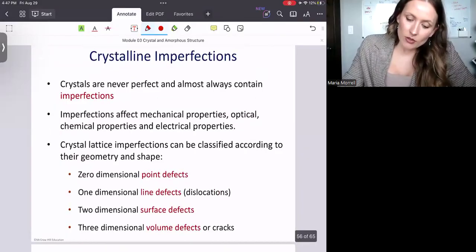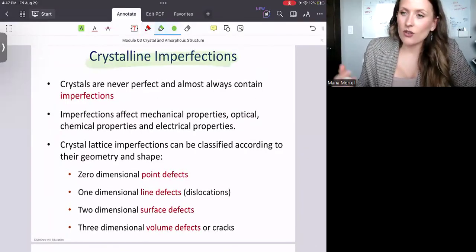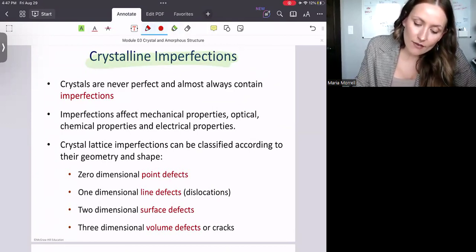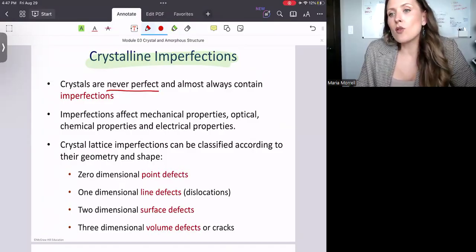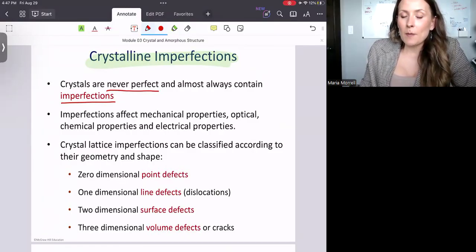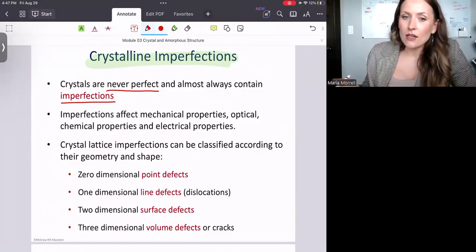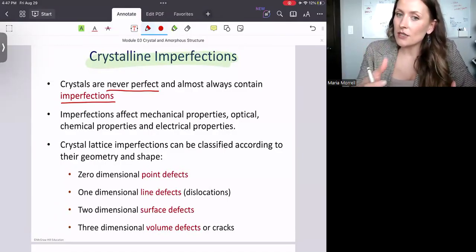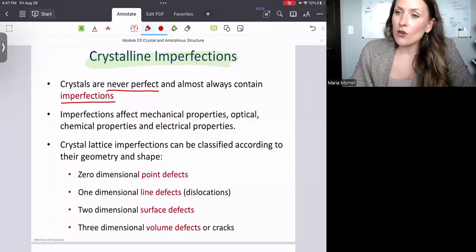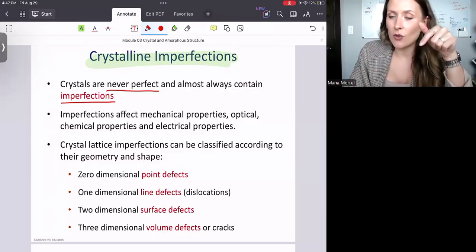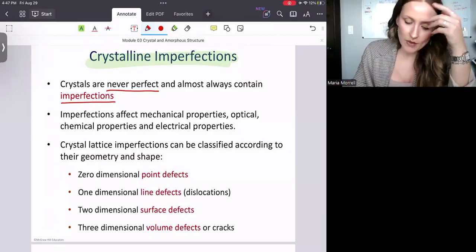Now, a little bit about the crystalline imperfections or crystalline defects, right? So, crystals are never perfect, okay? And almost always they contain imperfections, right? Now, these imperfections can affect the properties of the material, such as mechanical, optical, chemical, and electrical. We're not going to go deep into optical, chemical, and electrical, but we will talk quite a bit about the impact of these imperfections on mechanical properties. And what I mean by that is strength, okay?